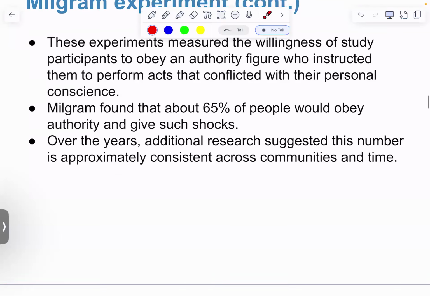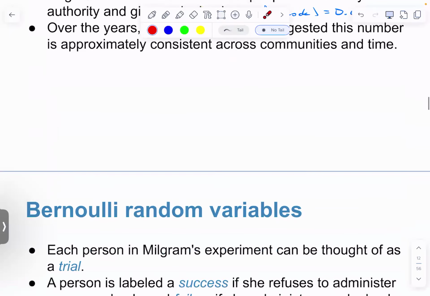So now, the probability that someone administers the shock is 0.65. That's what we're told. So the probability of a shock, we're told, is 0.65. Over the years, additional research suggests this number is approximately consistent across communities and time, which is even more interesting. This number tends to be the same. So I find that interesting.